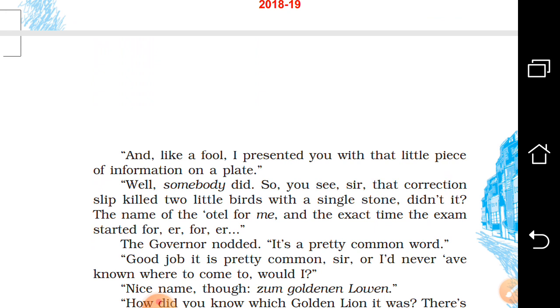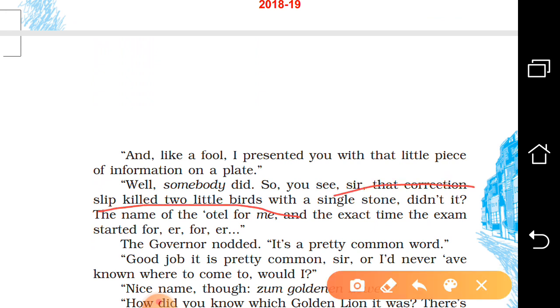"So you see, sir, that correction slip killed two birds with a single stone, didn't it?" That correction slip only helped both parties to escape. One, for Evans to escape from the prison and for the governor to catch him. "The name of the hotel for me and the exact time the exam started for you."